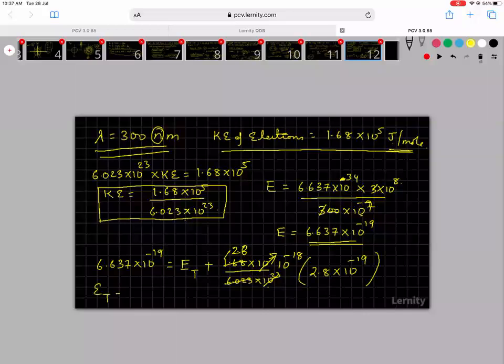So I can calculate the threshold energy ET is equal to 6.637 minus 2.8 into 10 power minus 19 joules. So that is equal to how much? That is equal to 3.837 into 10 power minus 19 joules.